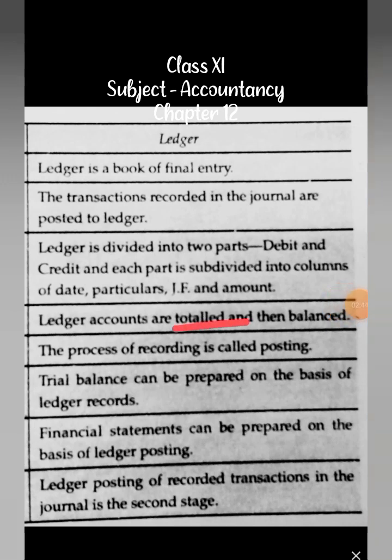Ledger accounts are totaled and then balanced, because we want to know the particular account balance, like the sales account balance in a particular financial year. The process of recording from journal to ledger is called posting. A trial balance can be prepared on the basis of ledger accounts as per our accounting cycle. Financial statements can also be prepared on the basis of ledger posting. Ledger posting of transactions recorded in the journal is the second stage of our accounting cycle.